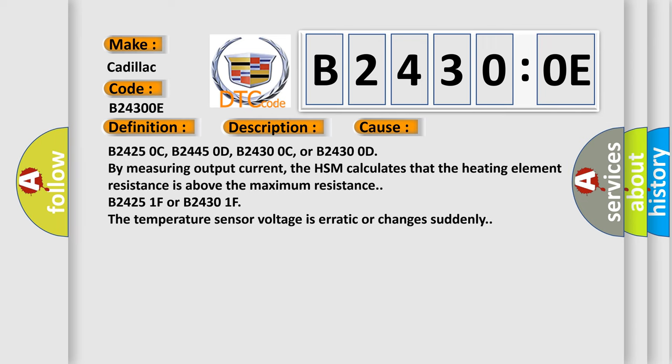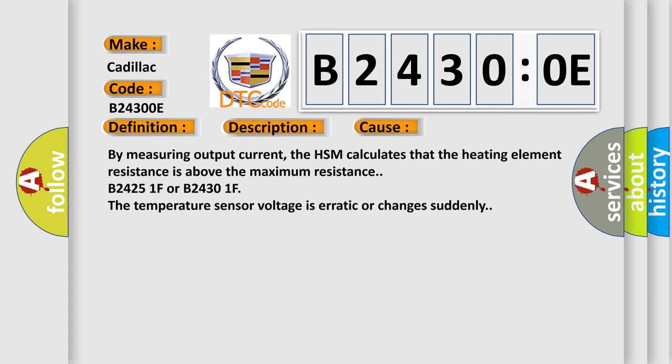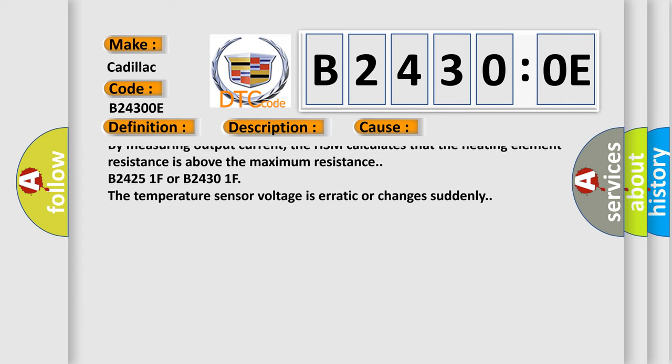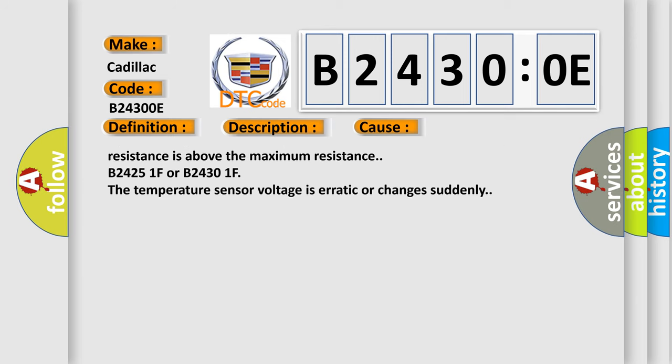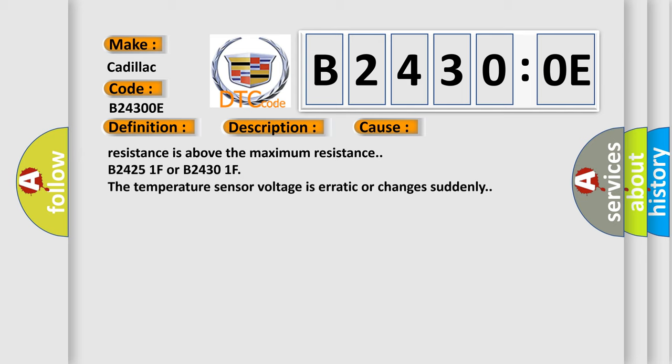B2425-0C, B2445-0D, B2430-0C, or B2430-0D. By measuring output current, the HSM calculates that the heating element resistance is above the maximum resistance. B2425-1F or B2430-1F. The temperature sensor voltage is erratic or changes suddenly.